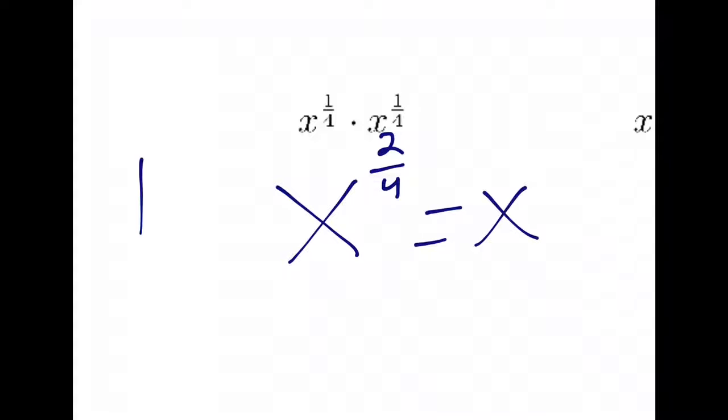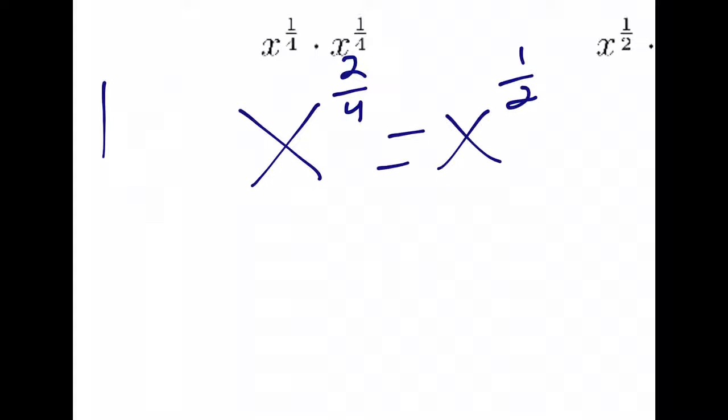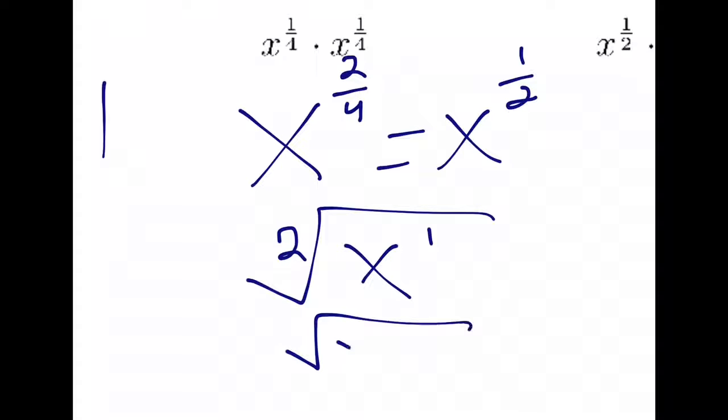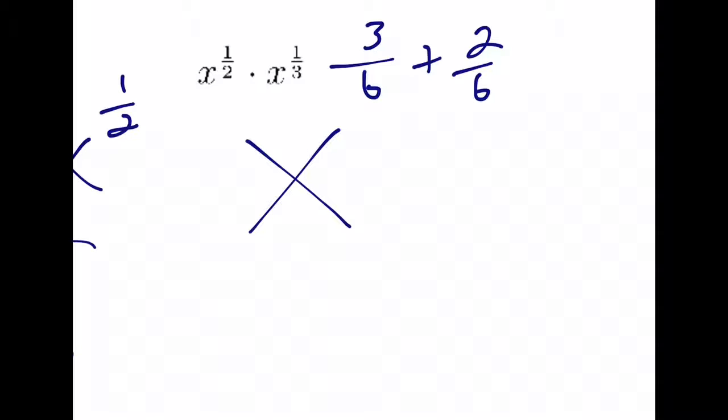What about with fractions? Well, we still add them. So x to the 1/4 times x to the 1/4 becomes x to the 2/4, which can be reduced to x to the 1/2. And we'll learn a little bit later this week, this is the same thing as the second root of x to the 1st, or more commonly expressed as the square root of x. So if we have x to the 1/2 times x to the 1/3, we add these fractions and we might convert them to sixths. So 3 over 6 plus 2 over 6, and our new exponent is 5 over 6.